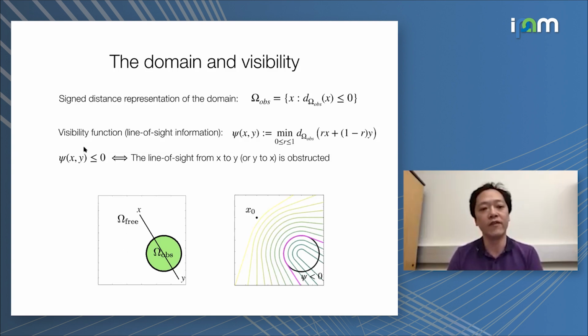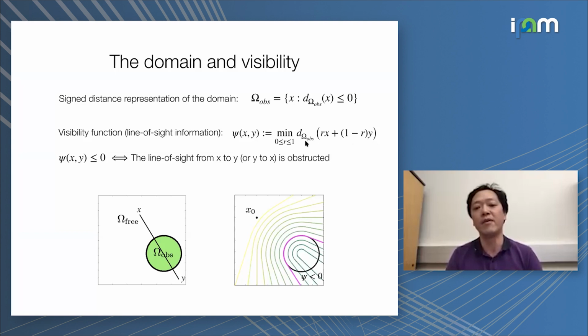And then we'll define the visibility function, which encodes the line of sight information. And we're going to use particularly this notion: psi of x and y will encode the visibility, or the line of sight information, connecting these two points x and y.